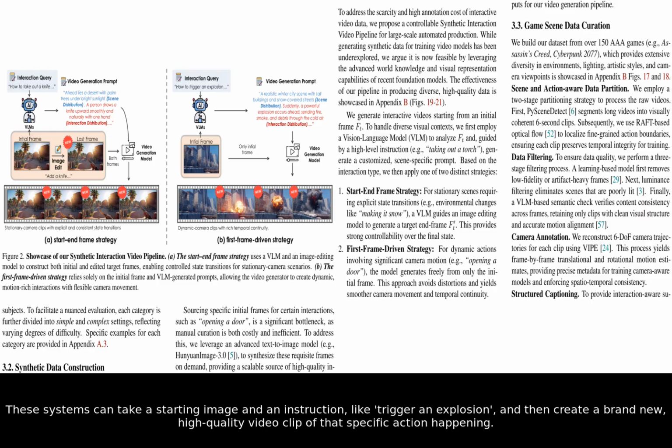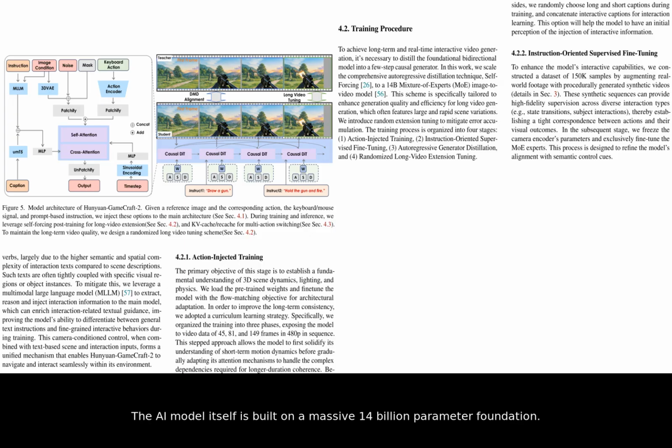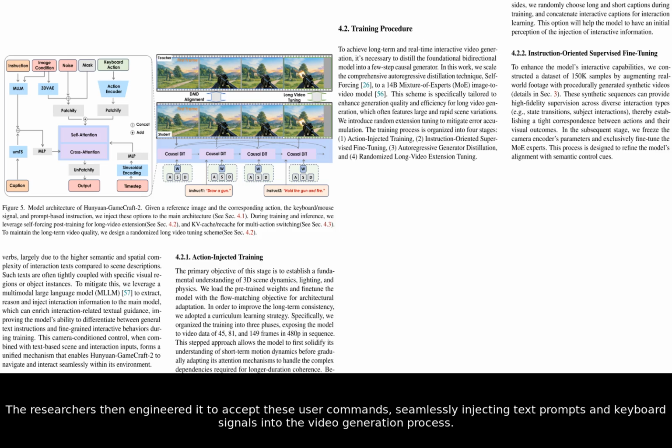These systems can take a starting image and an instruction, like trigger an explosion, and then create a brand new, high-quality video clip of that specific action happening. This process gave them the massive, specialized dataset required for this complex task. The AI model itself is built on a massive 14 billion parameter foundation. The researchers then engineered it to accept these user commands, seamlessly injecting text prompts and keyboard signals into the video generation process.